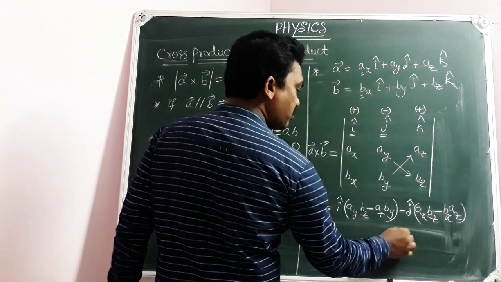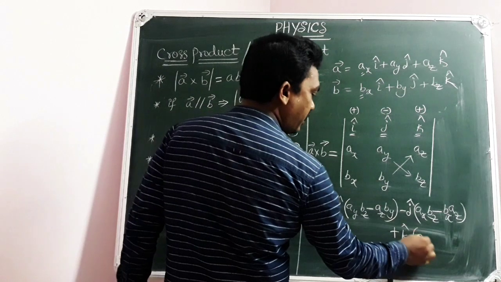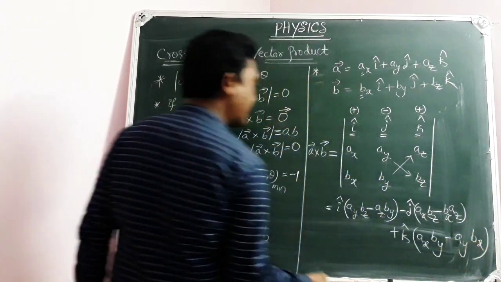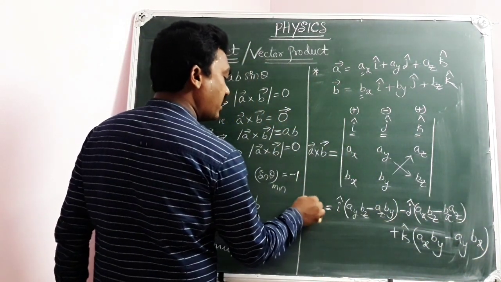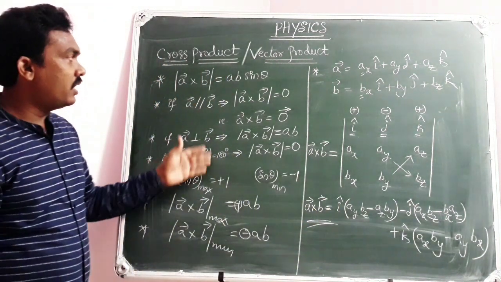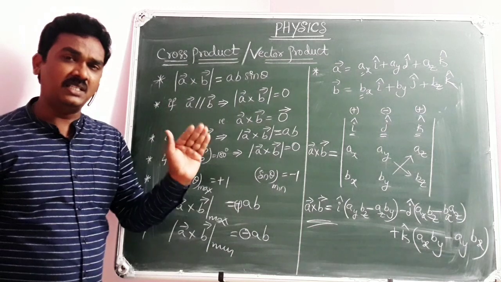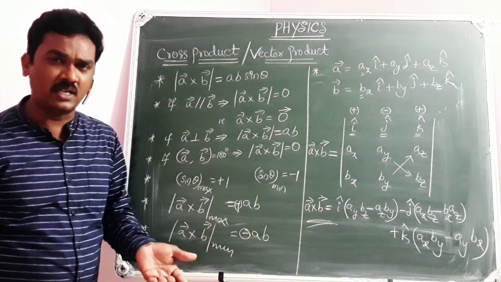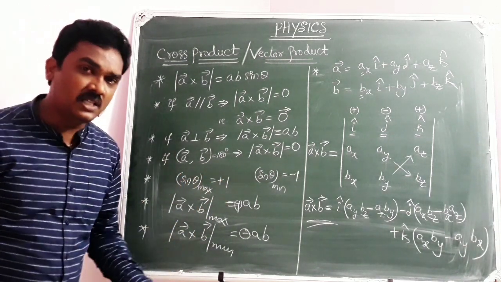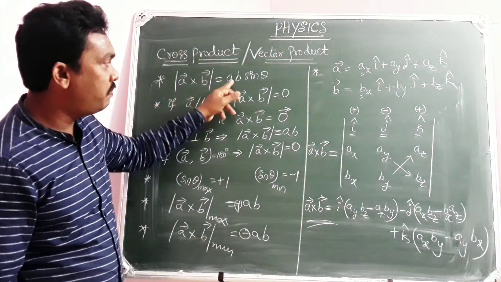Plus K cap into, K cap is in the first row but third column, leave them. Then AX BY minus AY into BX. This is the vector form of A bar cross B bar with I cap, J cap and K cap. So when A bar and B bar are given with their magnitudes, A bar cross B bar equals AB sin theta into N cap. Of course, N cap is a unit vector perpendicular to the plane of A bar and B bar, which represents the direction of A bar cross B bar. The magnitude of A bar cross B bar is simply AB sin theta.